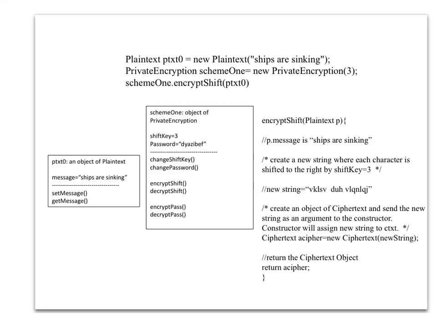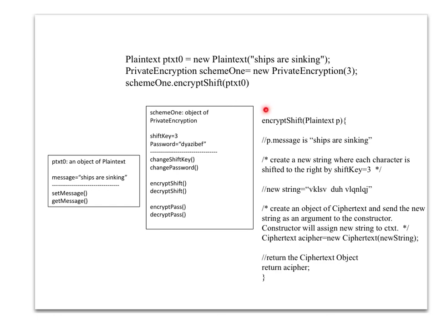I am adding one more instruction here, and in this instruction I am calling the encrypt shift method of the scheme1 object, and this is my scheme1 object. I'm calling this encrypt shift method, and I'm also sending an argument ptxt0. If you remember, ptxt0 is basically this object which is plain text. So I'm sending it, and the encrypt shift method will do something with this plain text.